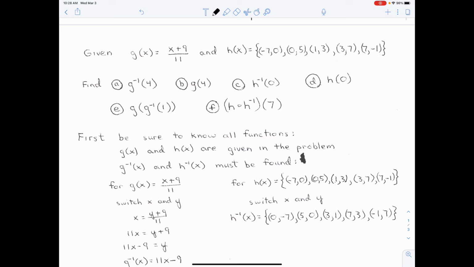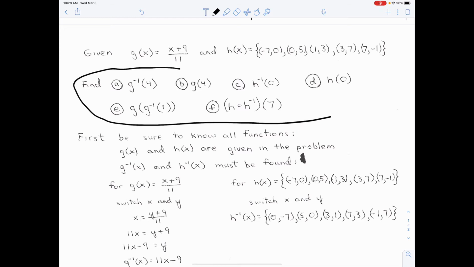You need to know g of x, which I gave you, h of x, which I gave you, but you also must know g to the negative 1 of x, which you have to figure out, and h to the negative 1 of x, which you have to figure out. So before we do any of these problems, before we can consider doing any of them, we first have to find g to the negative 1 of x and h to the negative 1 of x.